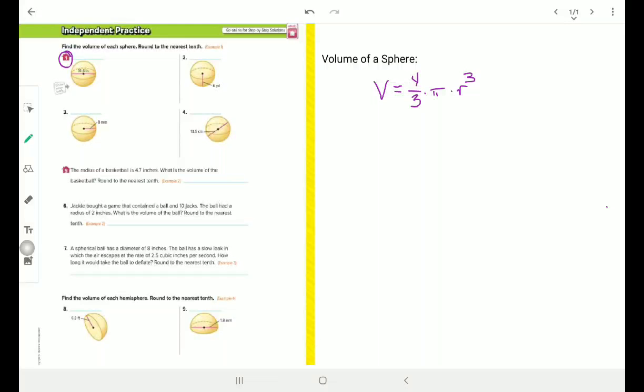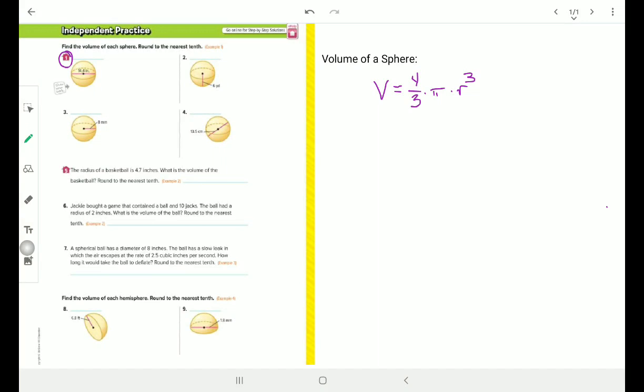Welcome back to another video. We've gone through this journey of volume working with these 3D shapes. We started with cylinders, worked our way to cones, and now we're going to spheres. Your assignment today, I made a little typo, so if you worked ahead, I apologize. Instead of page 608, that should have said page 609, numbers 1 through 9.